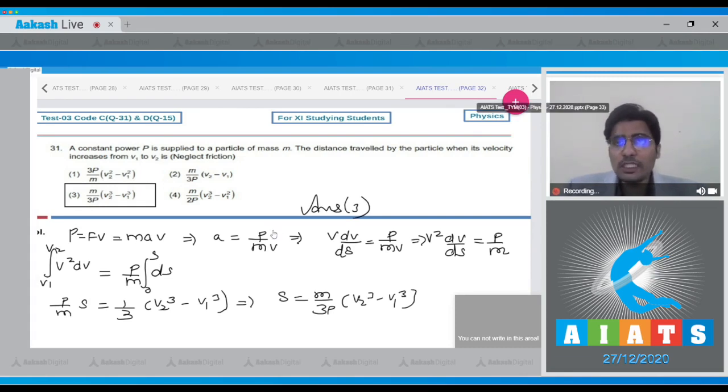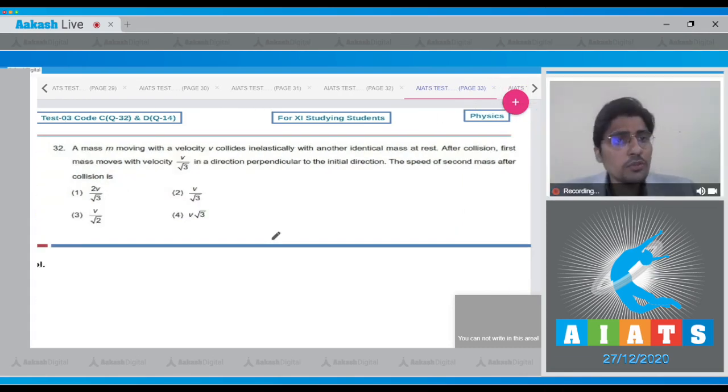Moving on to question number 32. Question 32 says a mass m moving with velocity v collides inelastically with another identical mass at rest. After collision, the first mass moves with velocity v by root 3 in the direction perpendicular to the initial direction. The speed of the second mass after the collision is.